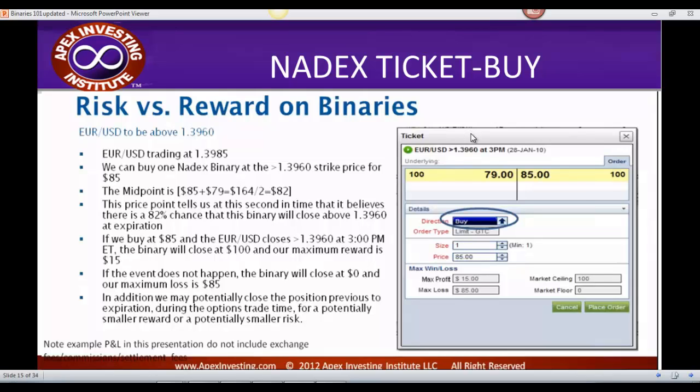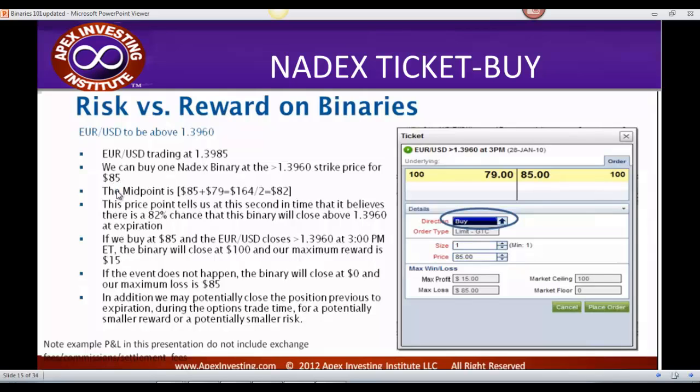Yes, Leon, exactly. So it's in the money. This is what's called an in the money binary. It's already in the money. The statement's already true. Okay? So I can buy this Nadex binary for $85 in this example.